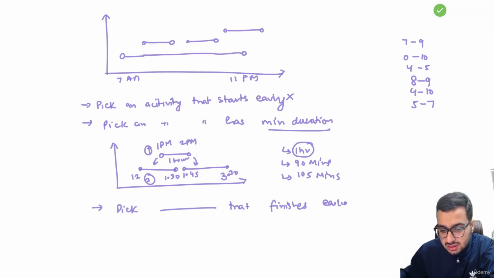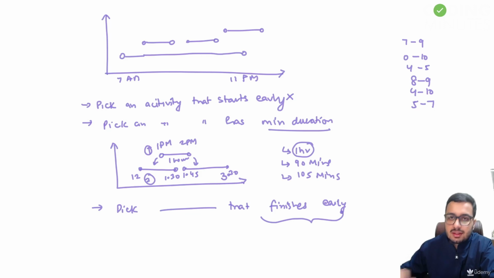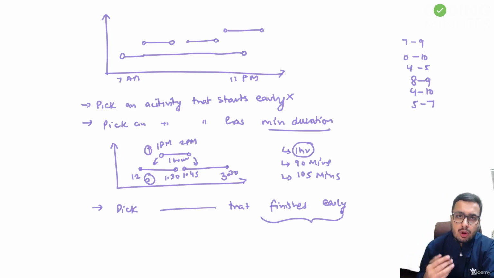That means you first need to sort the activities based upon their finishing time, and then you start picking up activities such that they don't overlap. Okay, so now why is this correct? See, an activity that finishes early, that means it has a lesser ending time. It will give you more time to do the remaining activities.